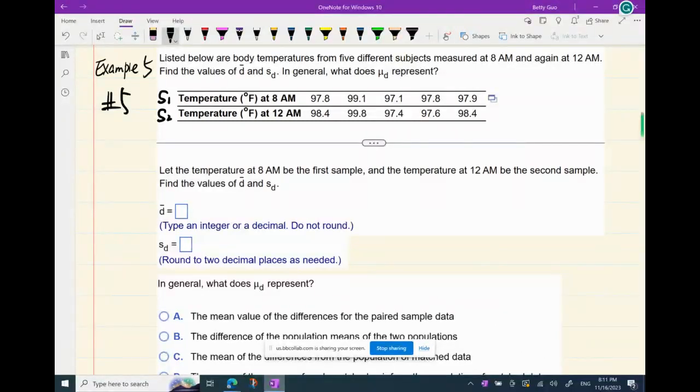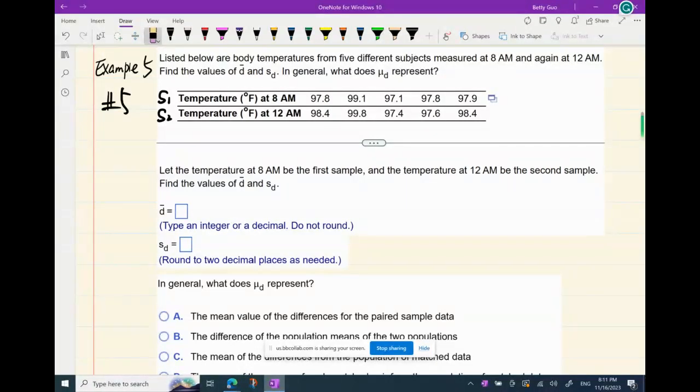Find the values of D bar and S sub D. In general, what does mu sub D represent? This question is about notations. Very good, well designed. Also the question points out the temperature at 8 a.m. is going to be the first sample, as I assume S sub 1, and the temperature at 12 a.m. is going to be the second sample. Find the values of D bar.